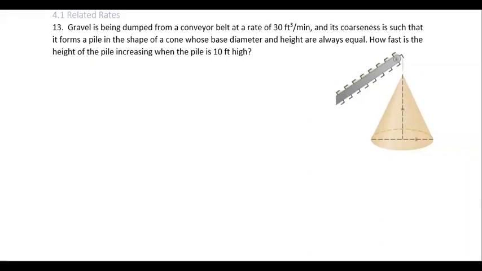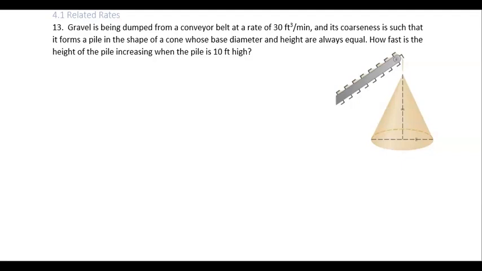Let's try the next one. Gravel is being dumped from a conveyor belt at a rate of 30 feet cubed per minute, and its coarseness is such that it forms a pile in the shape of a cone whose base diameter and height are always equal. How fast is the height of the pile increasing when the pile is 10 feet high?